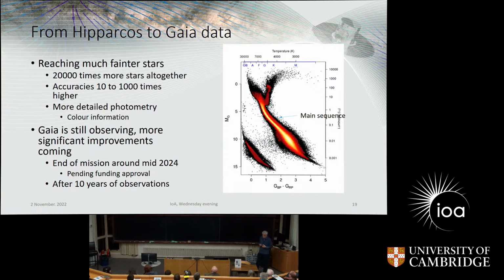There we've got what we call the main sequence. The main sequence is where the stars spend most of their time, and it's a time where they are burning hydrogen. That's the basic process of hydrogen fusion happening in the stars.